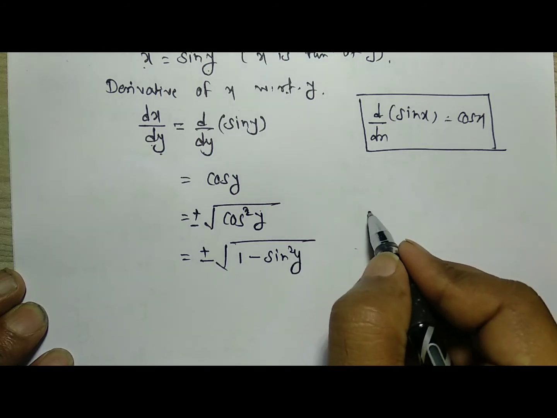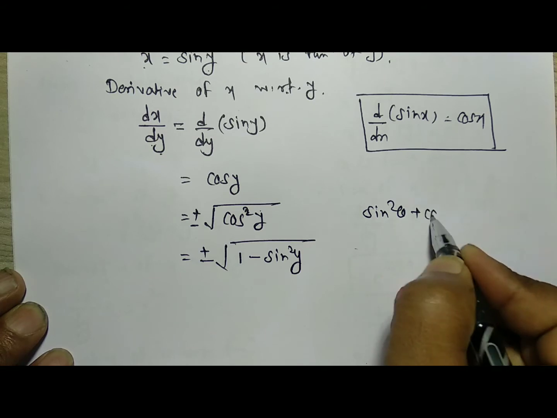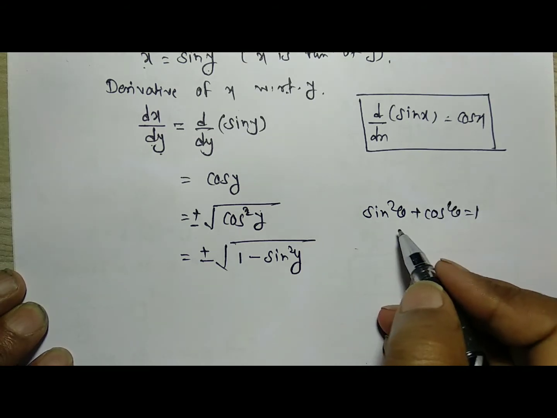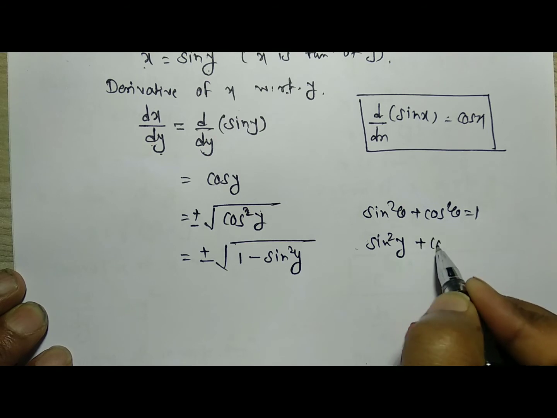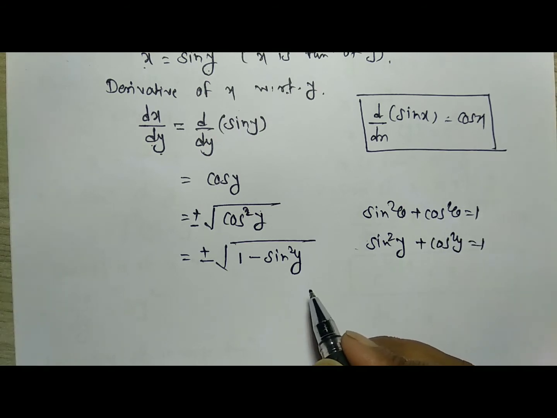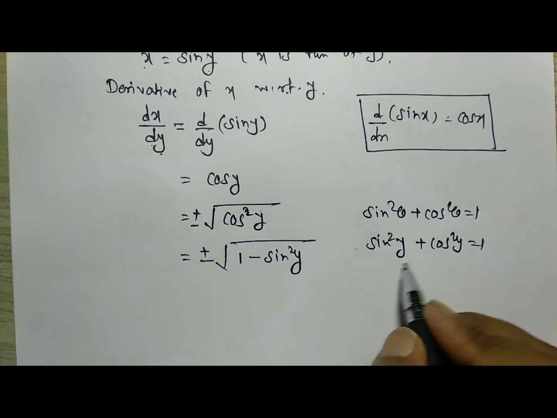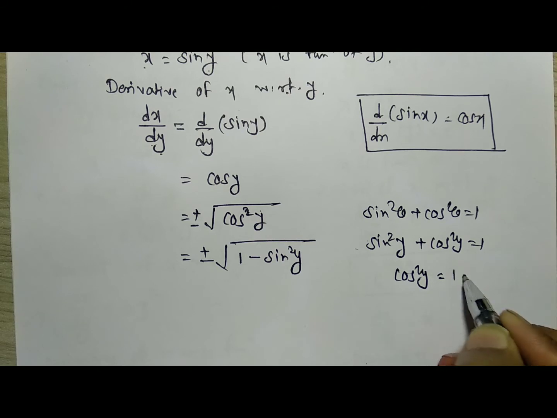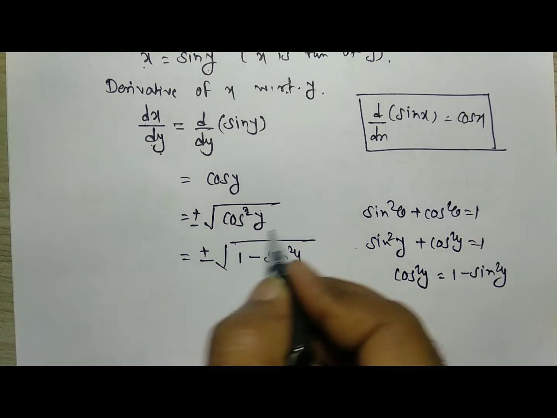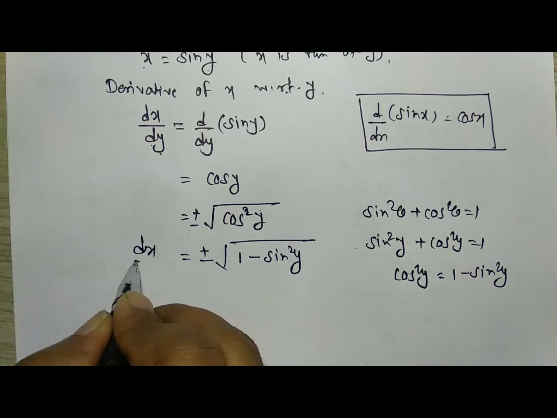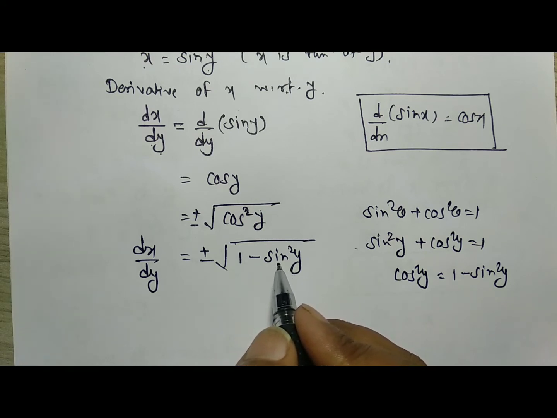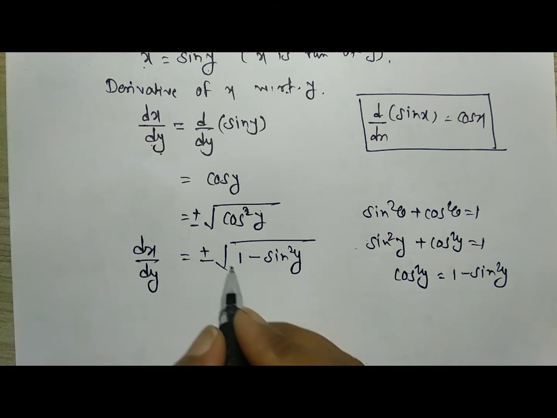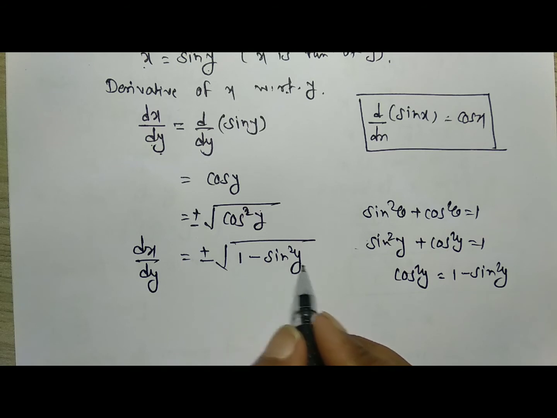How is it possible? By using the formula sine square theta plus cos square theta is equal to 1. First of all, theta is replaced by y, then you will get sine square y plus cos square y is equal to 1, and therefore cos square y is equal to 1 minus sine square y. Putting this value inside dx by dy, you will get dx by dy is equal to plus minus square root of 1 minus sine square y.